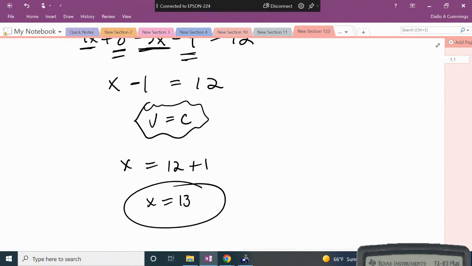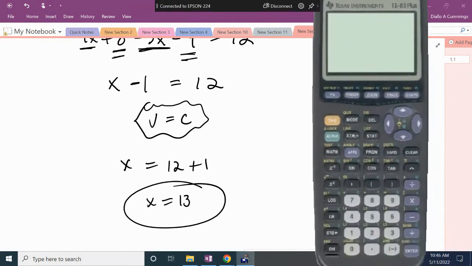All right, so we're going to check by using a calculator. I'm going to go back to y equals, and I'm going to clear out y sub 1 and y sub 2.